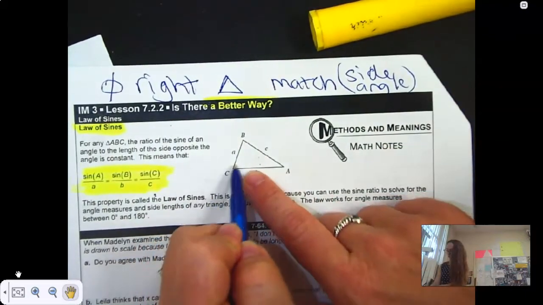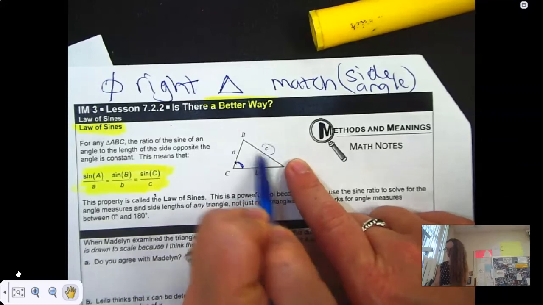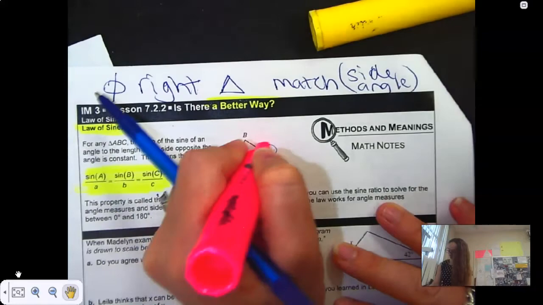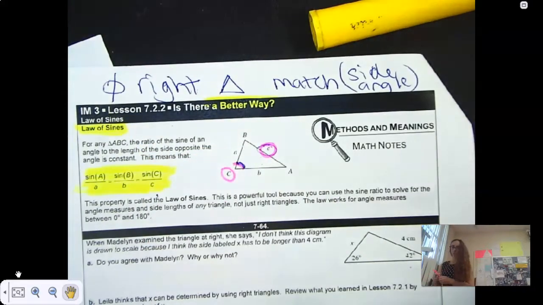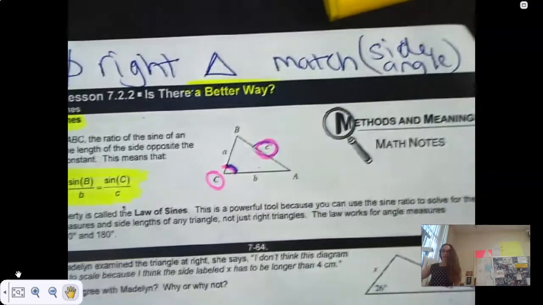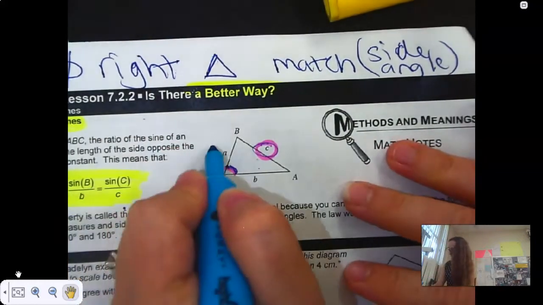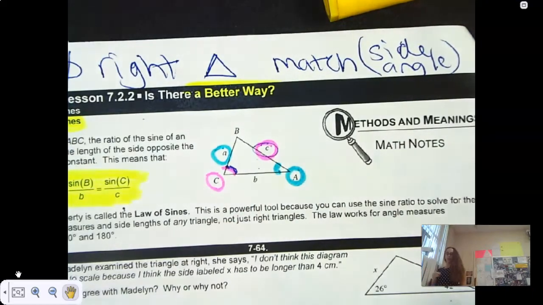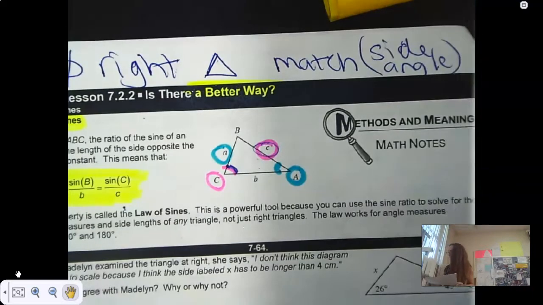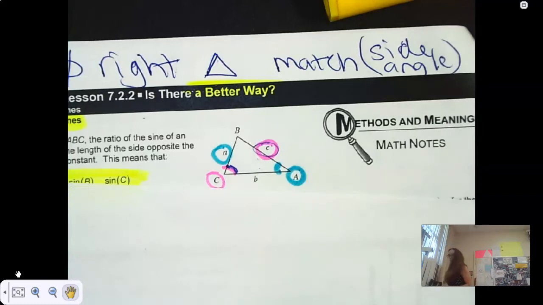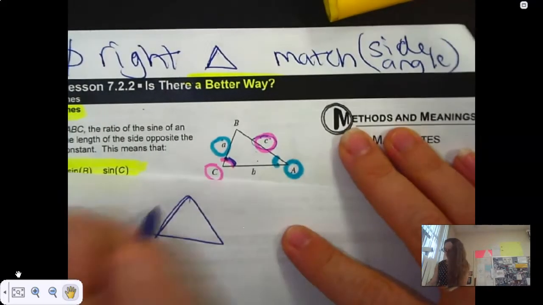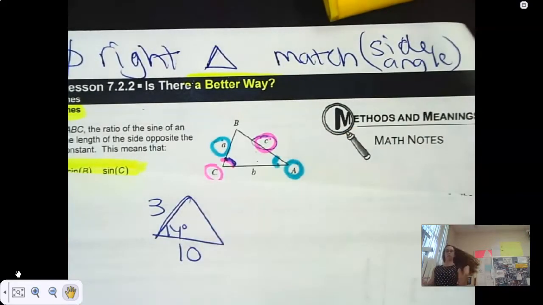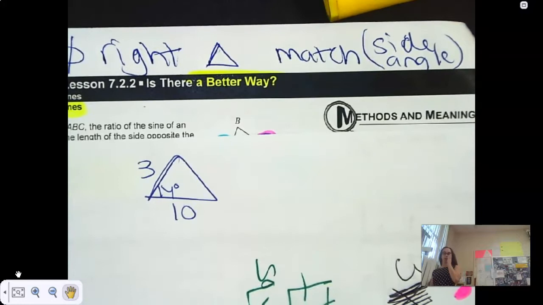If you look, angle C matches side C. So that would be considered a match. Let me zoom in a little bit more in case you can't see that. Side A matches angle A. That's a match. So let's do a couple examples and you guys can decide if it's a match or not a match, okay? So if I make a triangle and I go 3, 14 degrees, 10. Your job is to decide, is there a match or is there not?